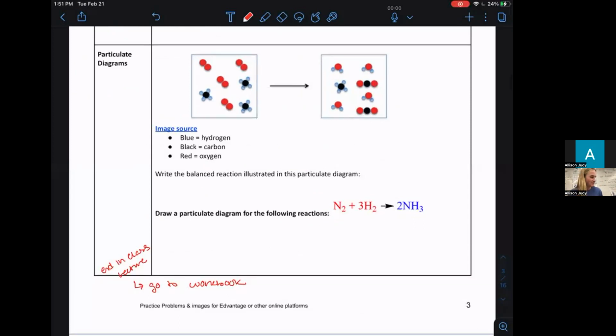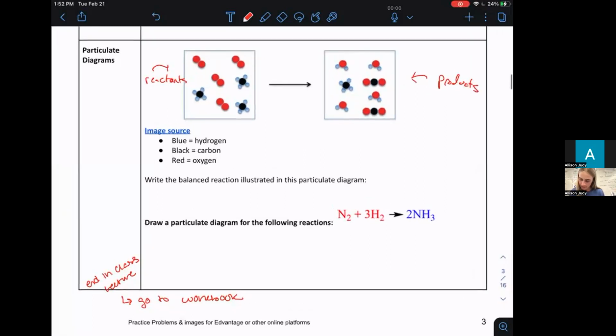All right. Well, particulate diagrams. This is another way to represent a chemical reaction. You'll see the reactants drawn on the left, and yes, it's supposed to be an arrow, and the products on the right. This pen is very shaky indeed. You'll see that this arrow is a single direction reaction. There's a single arrow, not an arrow in both directions.